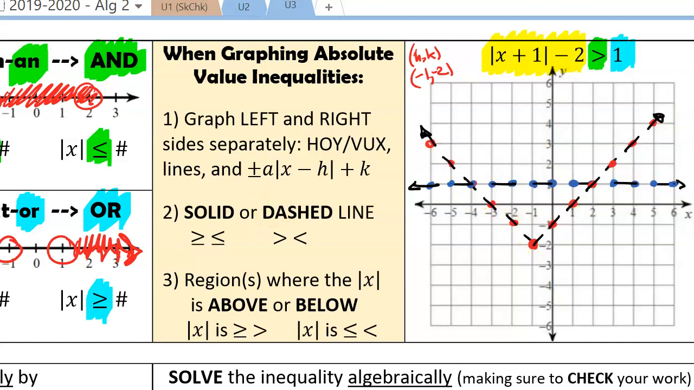Now, in terms of regions that we are going to shade, we're going to shade where the absolute value is either above or below the other graph. So in this particular case, we're looking for where the absolute value is above our other function. So we're looking where the V shape is above our other graph. Well, if we look at this, here is our V shape. It is above our other line on the very tips and the very edges. It is above our other graph. Okay, well, what regions does this include? Well, that's what we'll be figuring out when we solve.